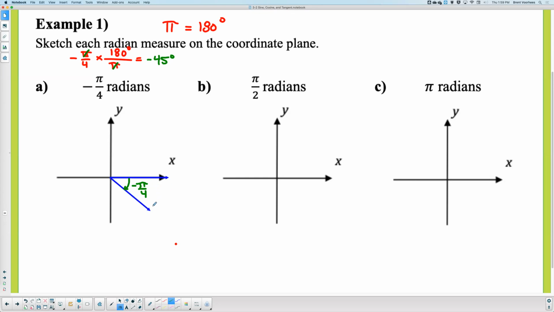If you want to write the word radians, you can. A lot of stuff would get messy if we tried to do that all year. But that would be negative pi over 4 radians. We're not in degrees anymore; we are in radians. Okay, what about pi over 2? I already gave you that one. Do you remember where that was located?